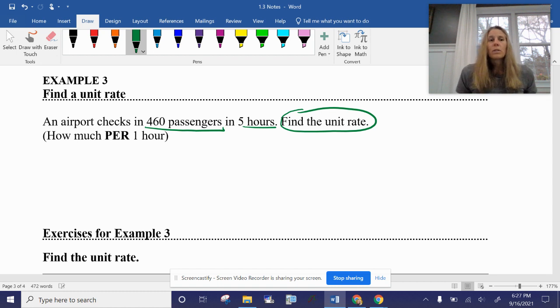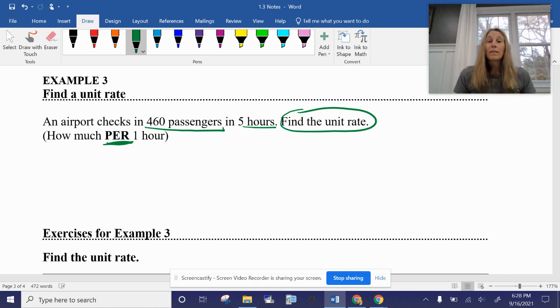So how do you know which one to do? Well, it's always how much per something. So in this case, you'd have two options. Do you want to do passengers per hour? Are you checking in so many people every hour? Does that make sense? Or are you checking in how many hours per passenger?